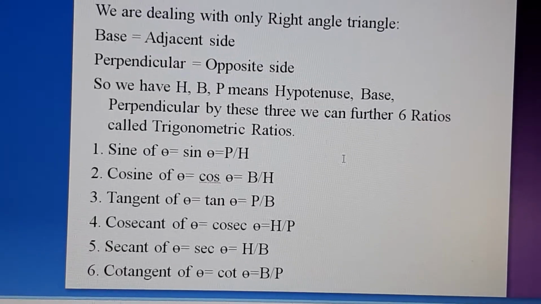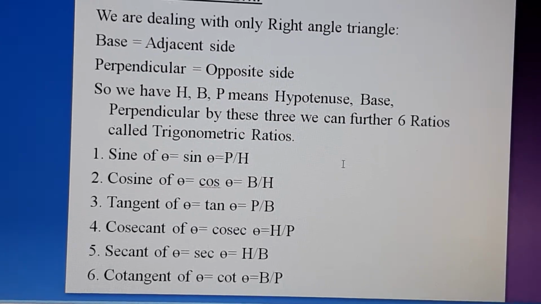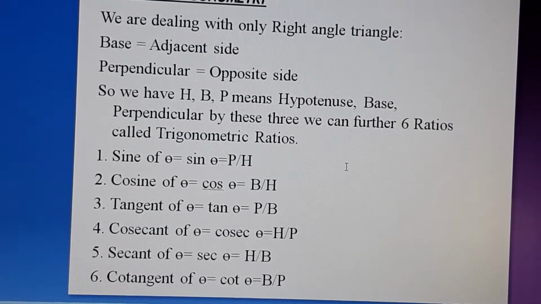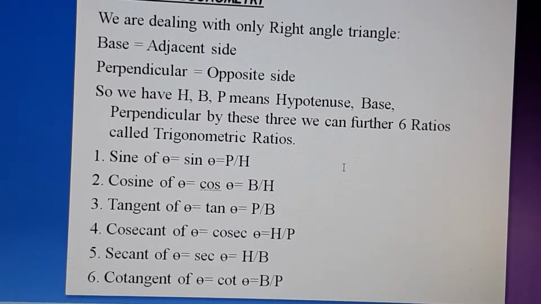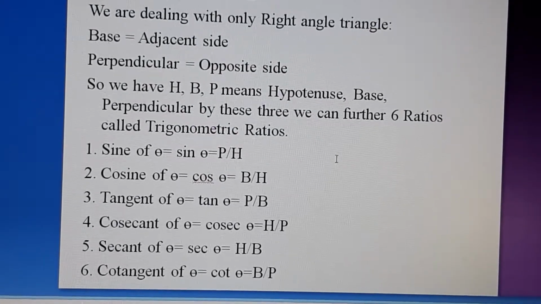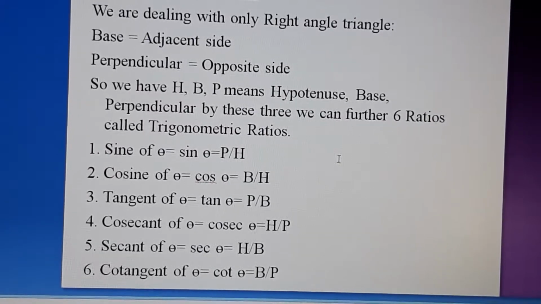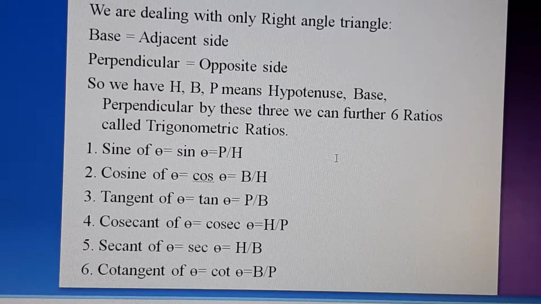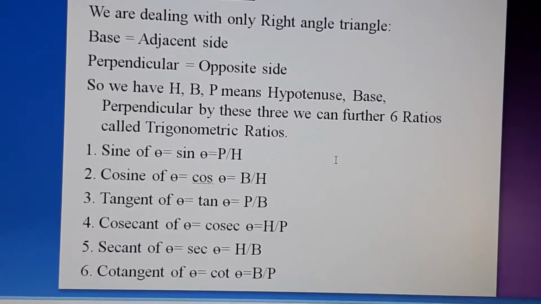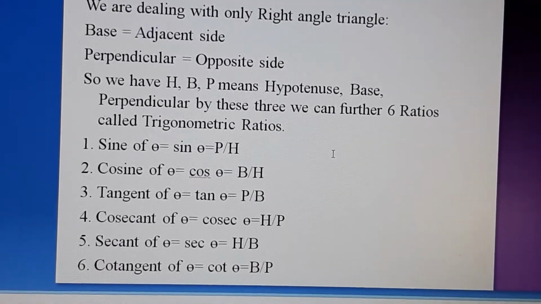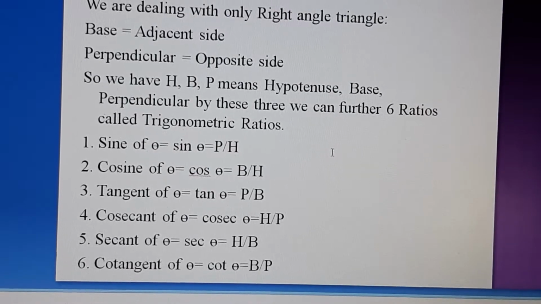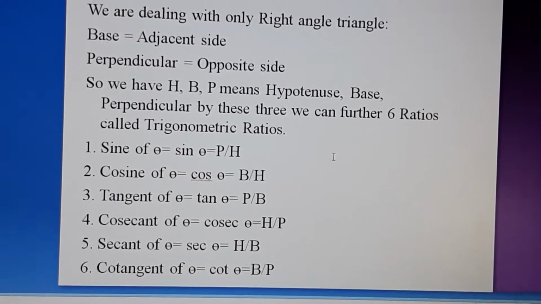Sin theta is equal to P by H, and cos theta is equal to B by H. Tangent of theta, that is tan theta, is equal to P by B. Tangent is a big name, so we write it in short as tan theta. Cosecant of theta, cosec theta, is equal to H by P, and secant of theta, sec theta, is equal to H by B. Cotangent of theta, cot theta, is equal to B by P. The reciprocal of sin theta is cosec theta, the reciprocal of cos theta is secant theta, and the reciprocal of tan theta is cot theta.